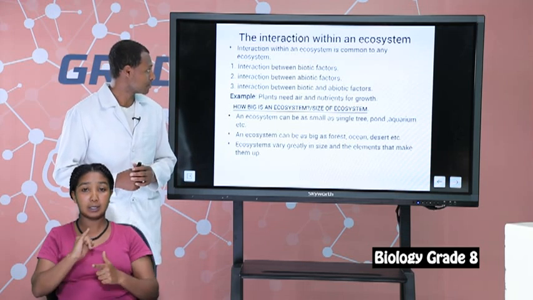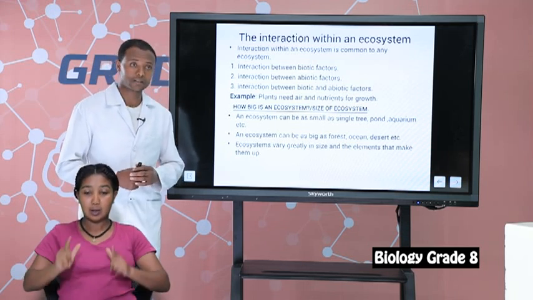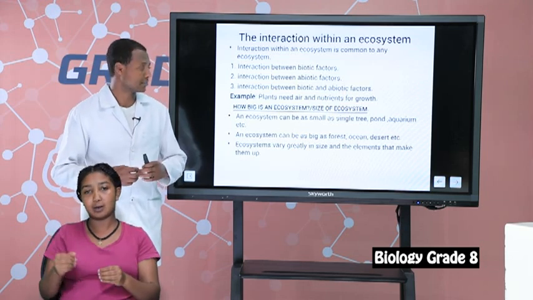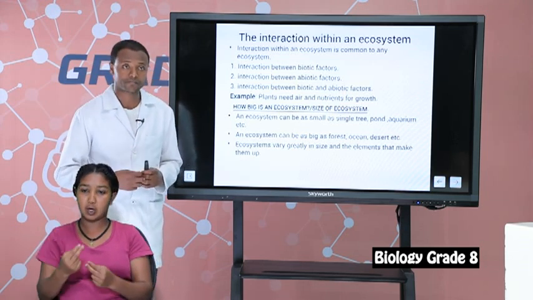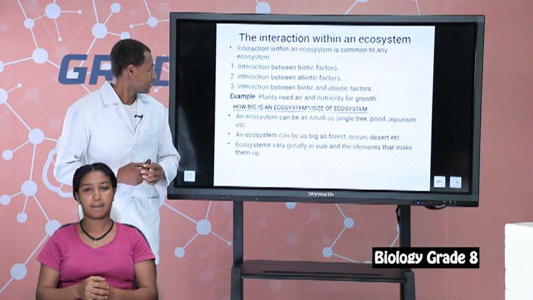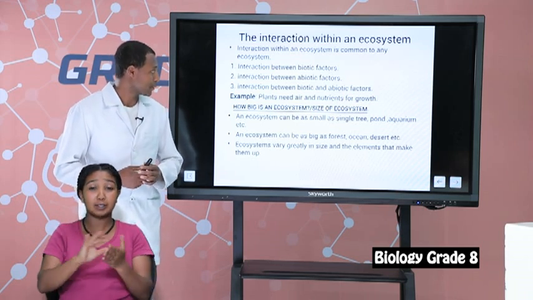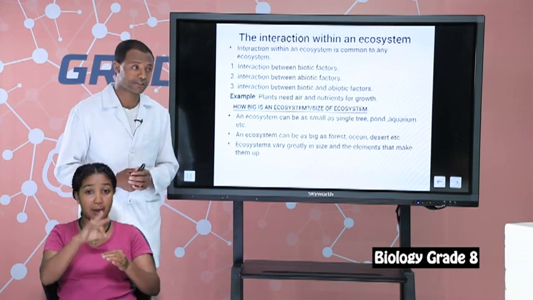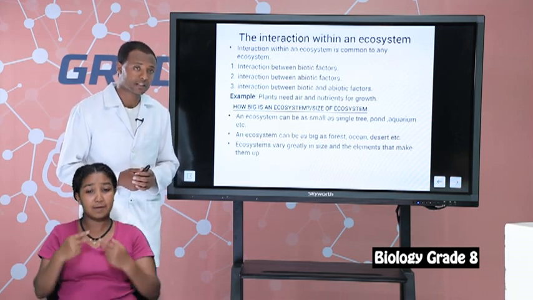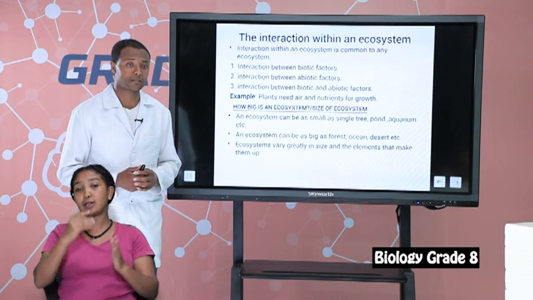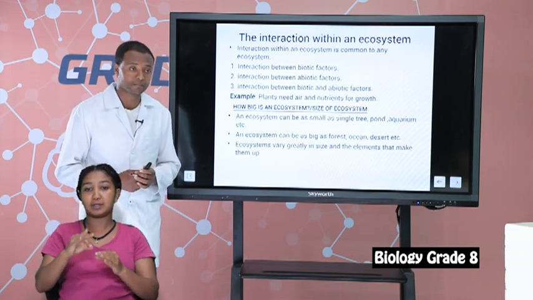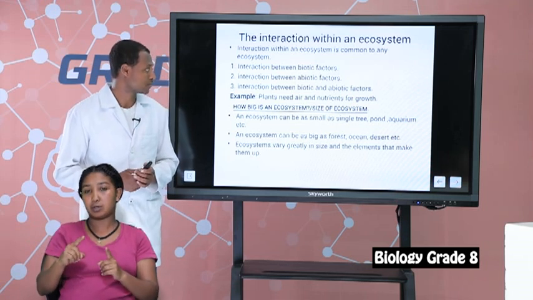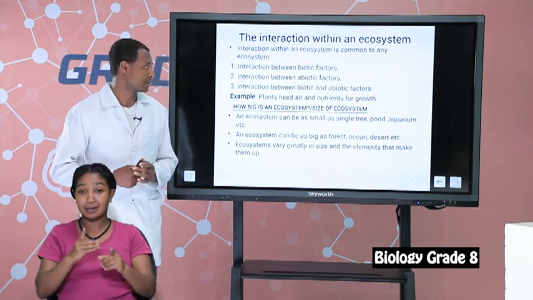The second is interaction between abiotic factors. There is interaction between soil, sunlight, air, and nutrients. Then interaction between biotic and abiotic factors. For example, plants need several physical factors for good development. Plants need temperature and nutrients from the soil in order to grow well. So this is the direct relationship between them.